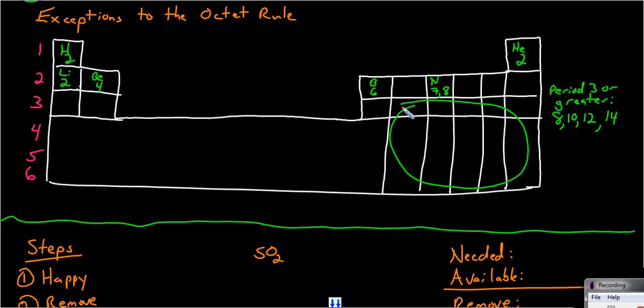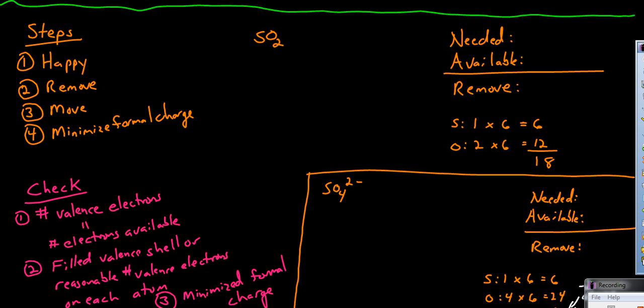And then elements in period 3 or greater, they can have 8, but they can also have 10, 12, or 14. Usually whatever number will minimize formal charge the most. So considering these things, and considering that we need to minimize formal charge, let's go ahead and draw out the Lewis dot structures for sulfur dioxide and then sulfate.